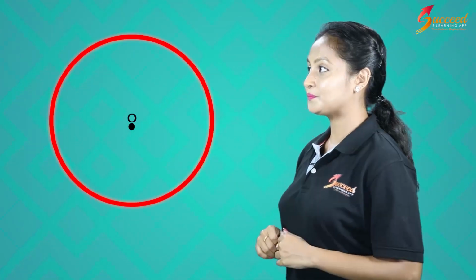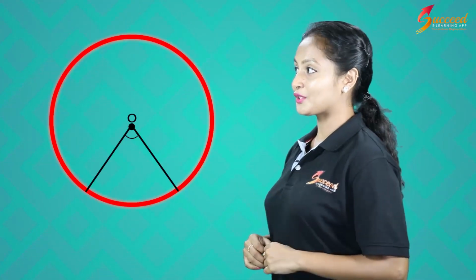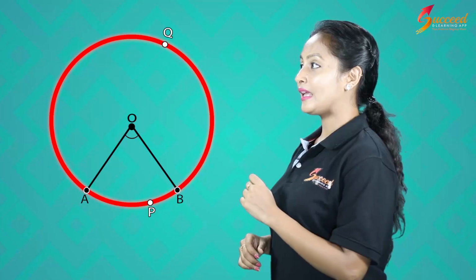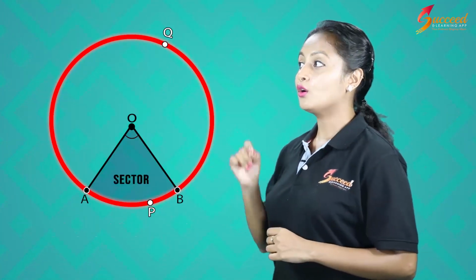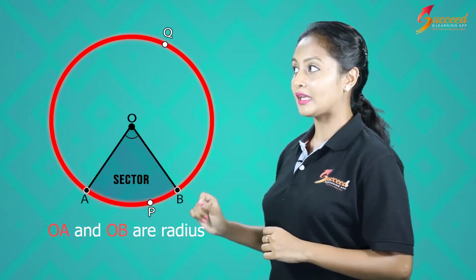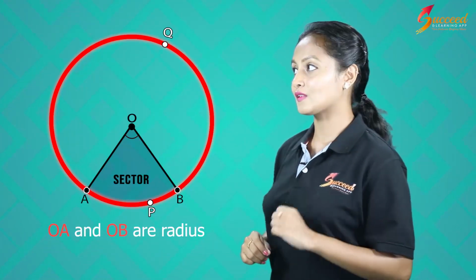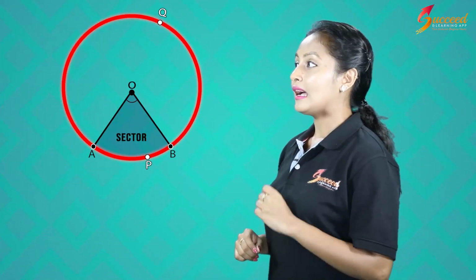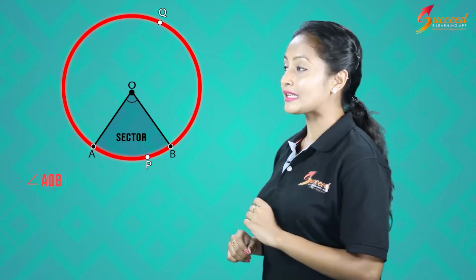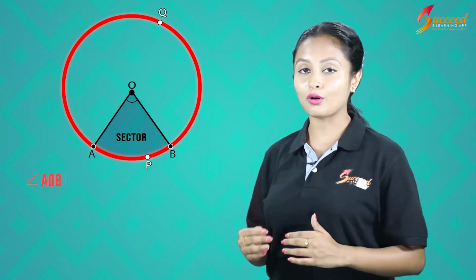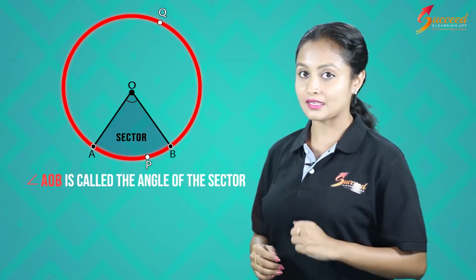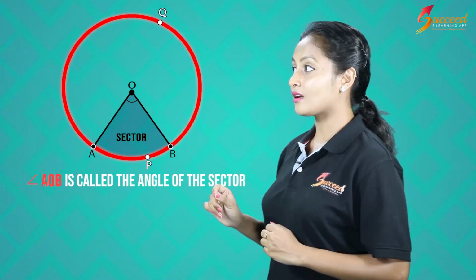Now, let us consider a circle with the center O. If you observe the picture here, OPAB is the sector of a circle, where OA and OB are the radii of the circle. Now, angle AOB is nothing but the angle of a circle, or you can also call it as the angle of a sector.